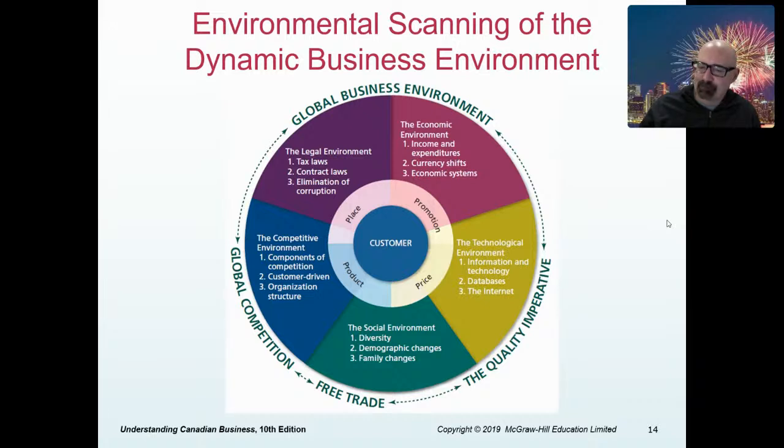So with the legal environment, we need to be very well aware of what's going on there and the impacts that can have on our company. The economic environment, okay? What is going on with the economy in general, right? Is the economy up? Is the economy down?